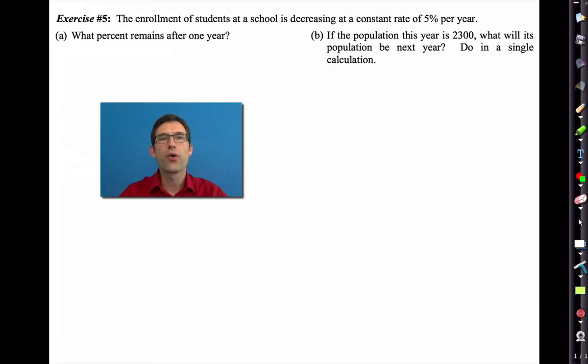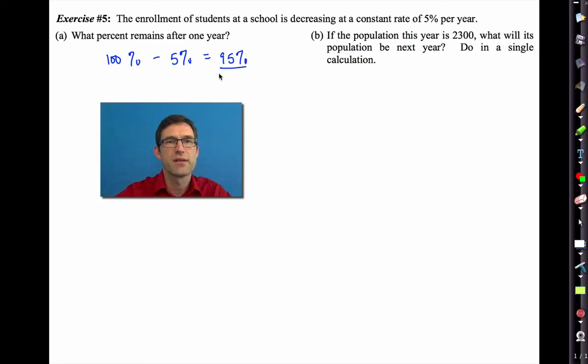All right, the enrollment of students at a school is decreasing at a constant rate of 5% per year. Well, what percent remains after 1 year? That's easy, right? It's 100% minus 5% gives me 95%. Okay, simple. If the population this year is 2,300, what will its population be next year? Do it in a single calculation.